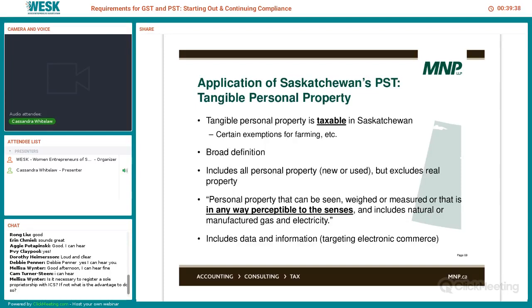So with tangible personal property in Saskatchewan, tangible personal property is taxable unless it's exempted. There are certain exemptions for farming and certain other items, but there aren't a lot. The definition of tangible personal property is pretty broad. It includes any new or used property. It does exclude real property. So tangible personal property is basically anything that's perceptible to the senses. So this will also include data and information, which kind of targets electronic commerce.